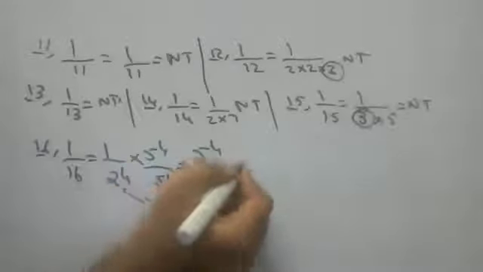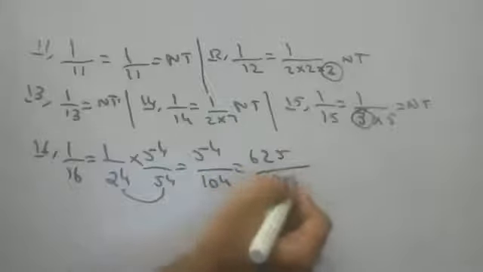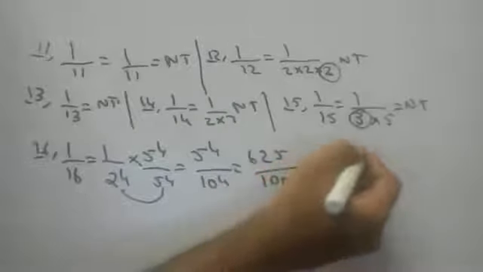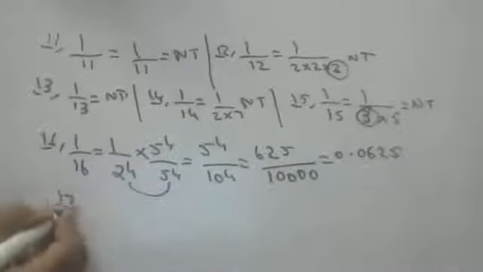10 to the power of 4. 5 to the power of 4 is how much, children? 625. 10 to the power of 4 is 1, 2, 3, 4 zeros, so 0.0625. Without division, you have to convert into decimal. I hope you are getting a small picture about this.